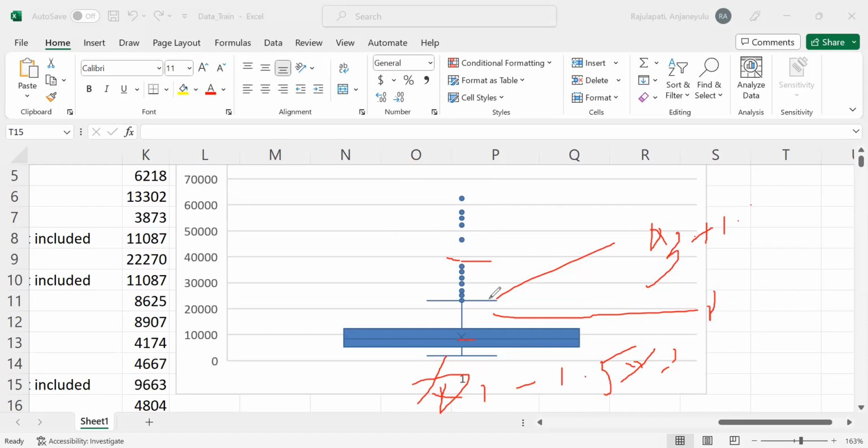The data greater than Q3 plus 1.5 times IQR, that specific data we call outliers. The data which is less than the lower whisker, we also call outliers. But fortunately in our data, in the lower whisker, we don't have any outliers. That's the conclusion of this particular graph.